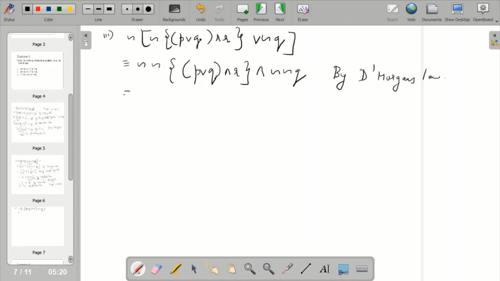Next, what will happen? I can cancel the double negation, right? The whole double negation, so you can cancel. So it will be P or Q and R and Q. P or Q and R and Q. Which law again? By the law of double negation. Then what is the next step?